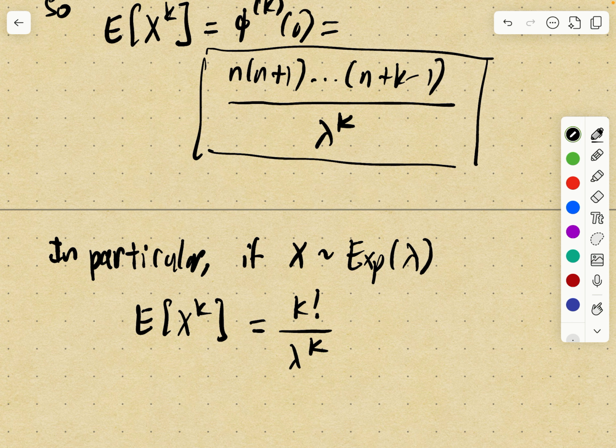Okay, so that's the moment generating function. Let's do one more example. Let's do the moment generating function of the Poisson distribution.